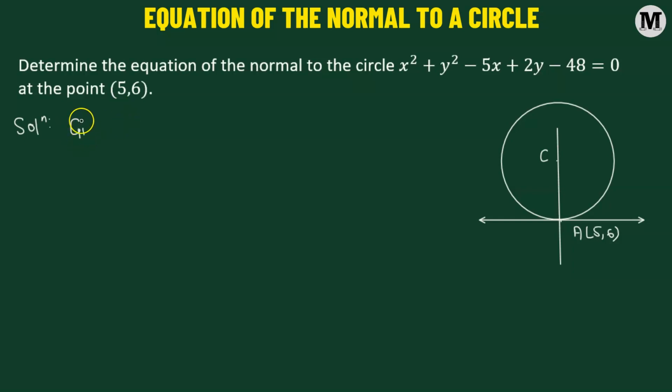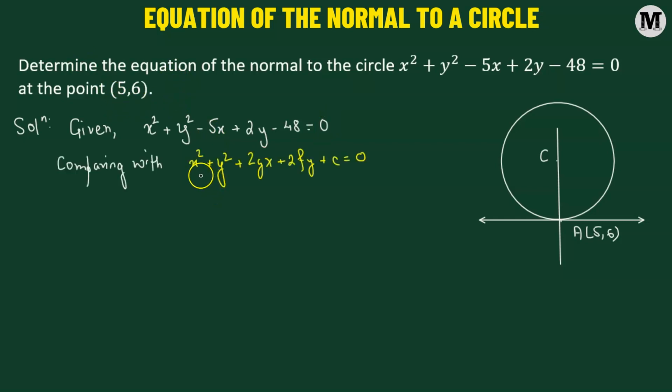Here we will start with the given equation of the circle: x squared plus y squared minus 5x plus 2y minus 48 equals 0. We will compare it with the general equation of a circle, which is x squared plus y squared plus 2gx plus 2fy plus c equals 0. On comparison, 2g equals negative 5, 2f equals positive 2, and c equals negative 48. So g is negative 5 over 2, f equals 1, and c stays as negative 48.